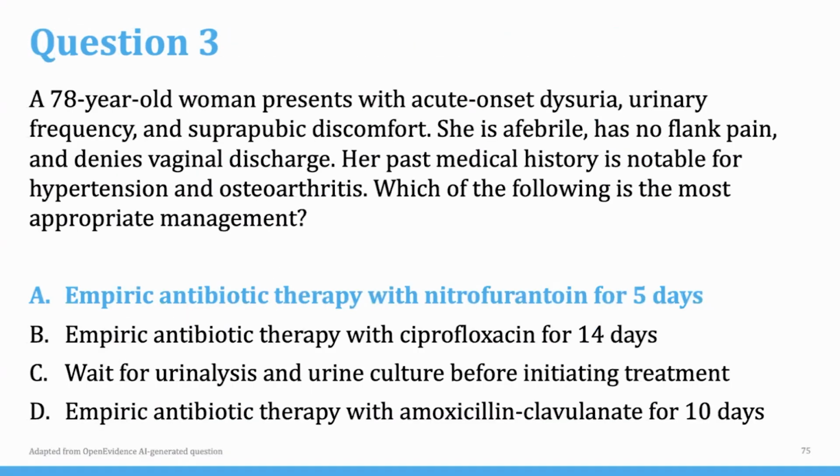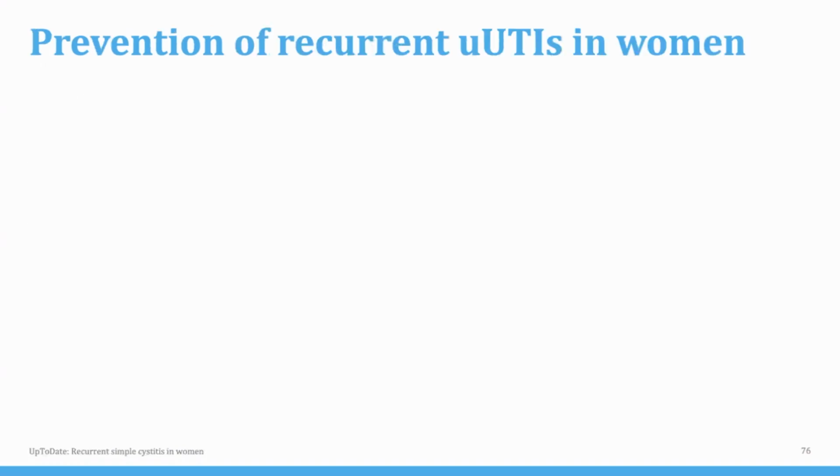So to go back to this question, the presentation is essentially describing an uncomplicated UTI or afebrile cystitis. So the most appropriate option out of the ones given would be nitrofurantoin for 5 days. When I think about prevention with UTIs, I really think about how to prevent recurrent uncomplicated UTIs among women.